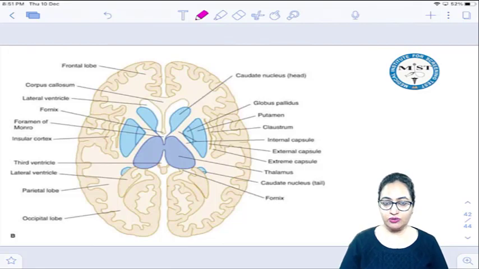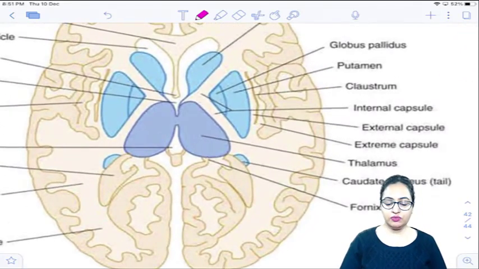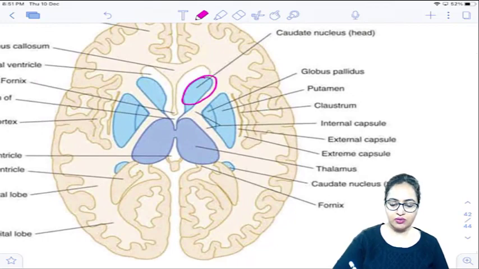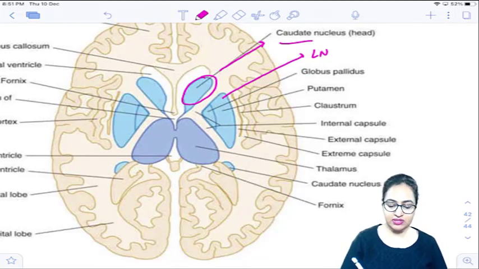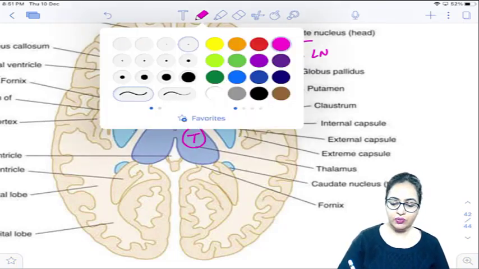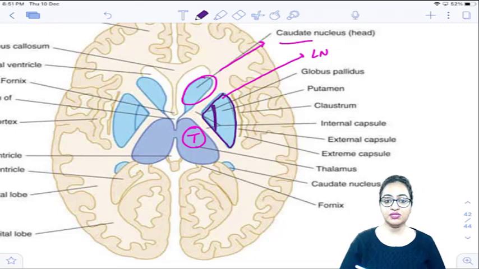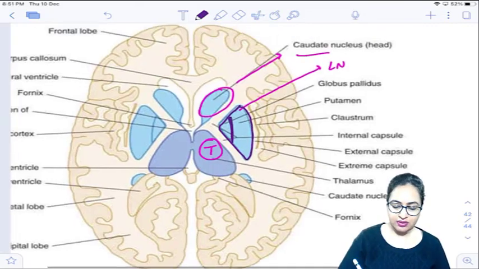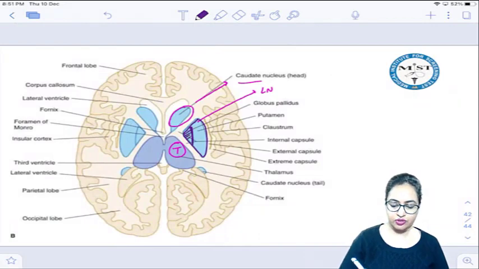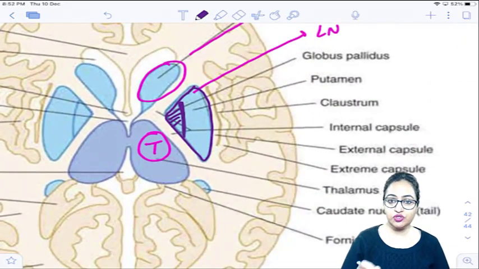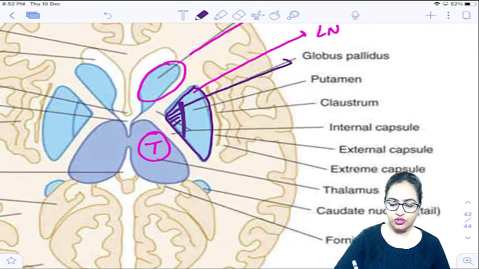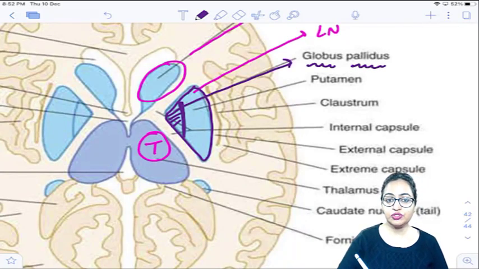Now let us see this schematic picture also. If we see the arrangement of the nuclei, this nucleus over here is the caudate, this one is the lentiform nucleus, and this one is the thalamus. The lentiform nucleus is actually having two parts, so this triangular nucleus has two parts. The part present on the medial aspect, this portion, is the globus pallidus.